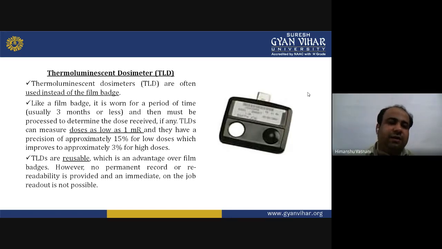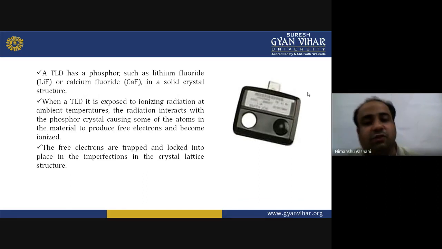So this is another kind of dosimeter called the thermoluminescent dosimeter (TLD). A TLD has a phosphor such as lithium fluoride (LiF) or calcium fluoride in a solid crystal structure. When a TLD is exposed to ionizing radiation at ambient temperature, the radiation interacts with the phosphor crystal, causing some of the atoms in the material to produce free electrons and become ionized. The free electrons are trapped and locked into place in the imperfections in the crystal lattice structure.